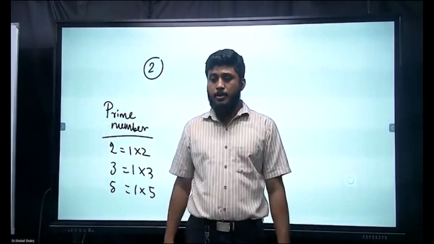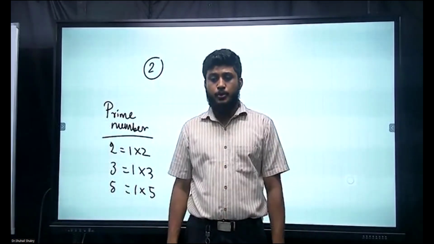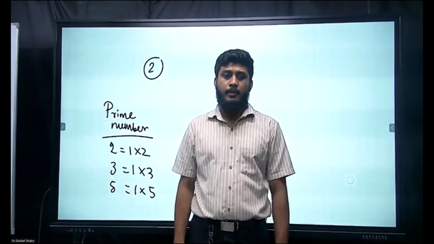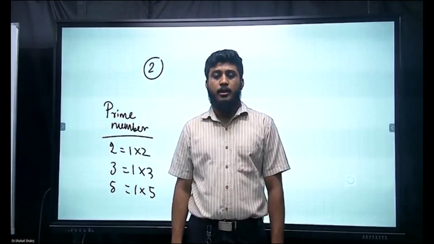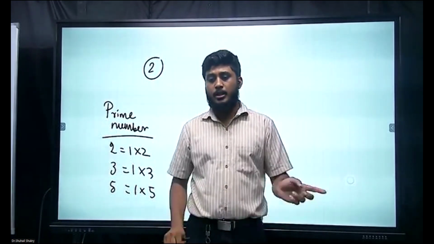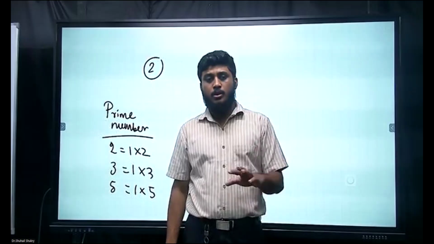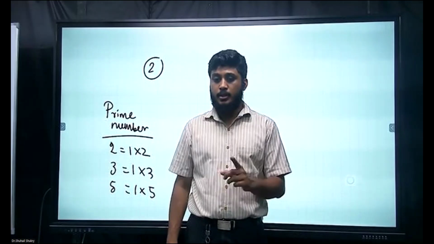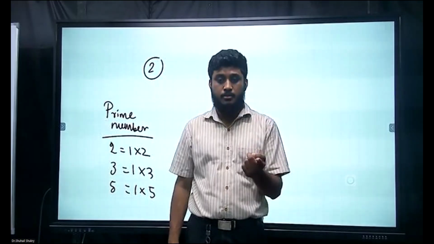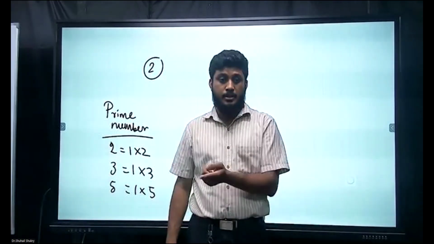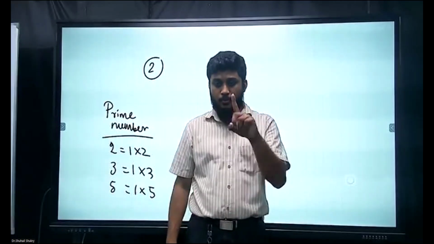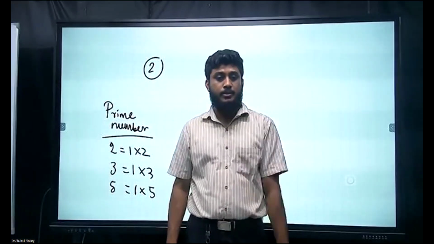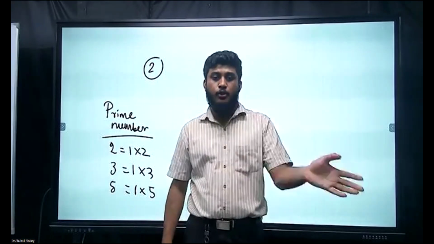Are we taking 1 as a prime number? No, we don't take 1 as a prime number. Why? Because you can make 1 in only one way, 1 into 1. But how many factors does it have? Only one factor. Number 1 is the only factor. Factors mean the number set. 1 into 1 means there is only one factor there. So if it has one factor, we don't take it as a prime number.